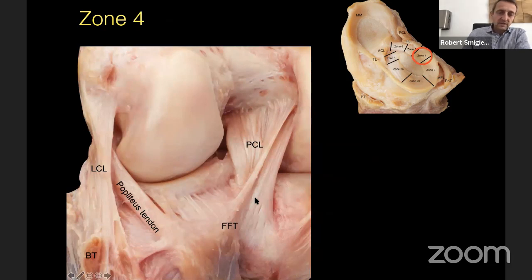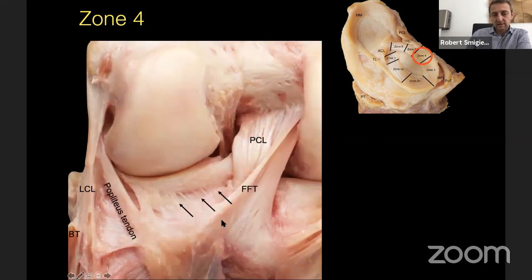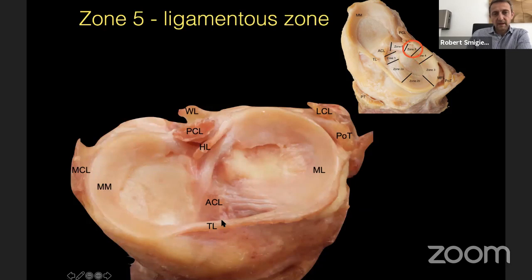Zone 4 is just the coronary ligament, meniscus, and the tibia. This is the meniscotibial ligament. It is a pretty long structure because it allows the meniscus to move anteriorly and posteriorly. This is the coronary ligament from different angles. Then we go to zone 5.